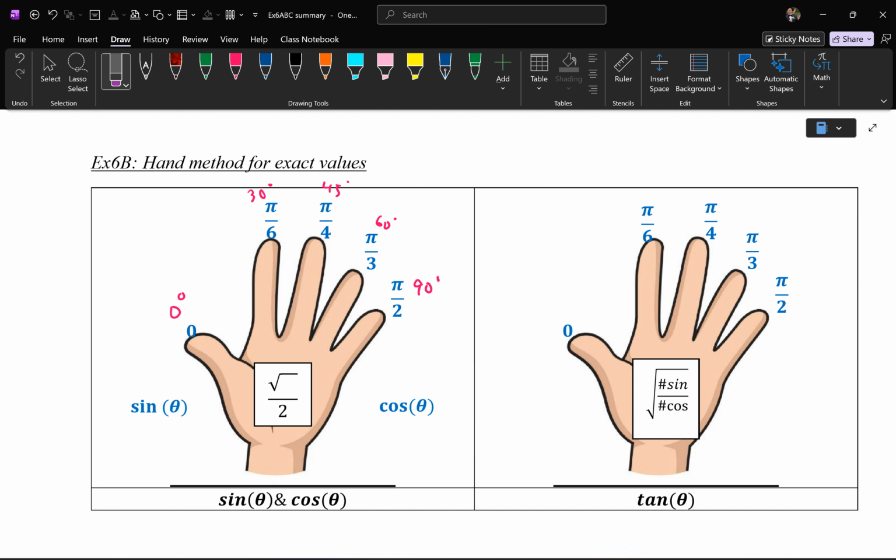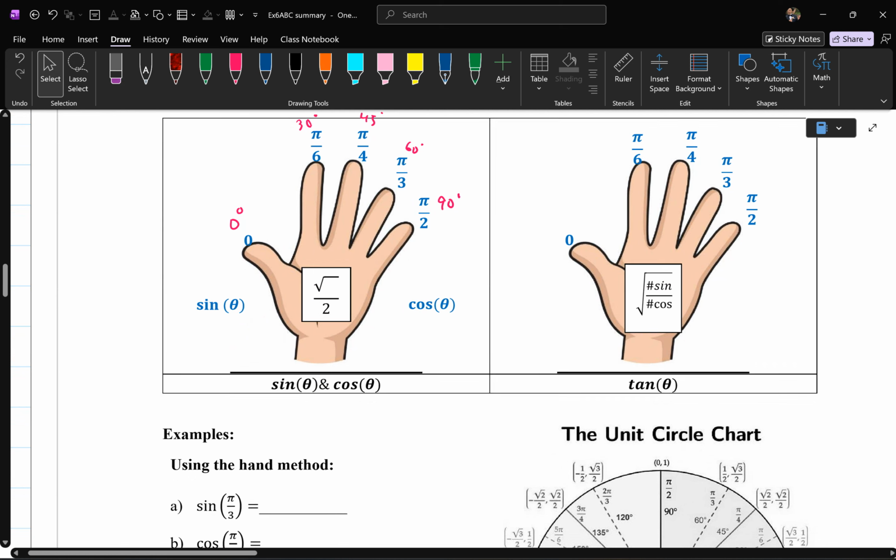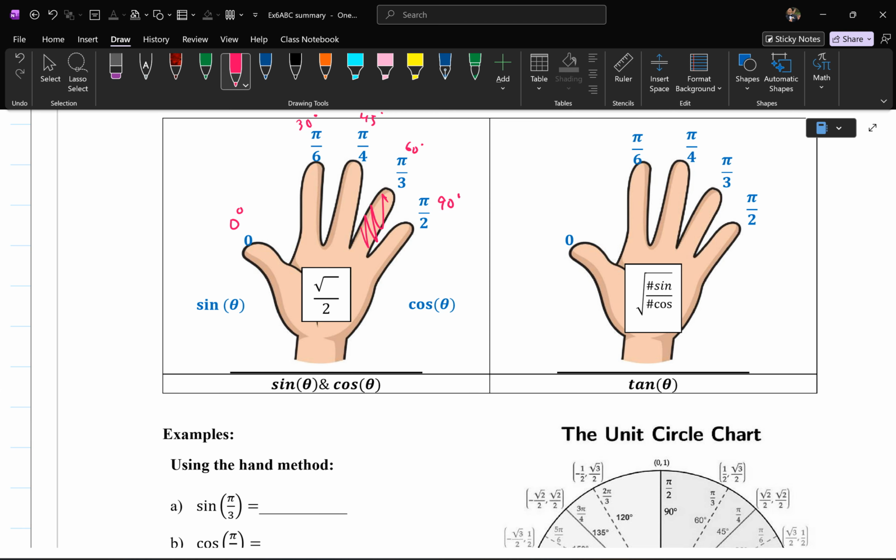But here's an example. If I want to find sine of pi on 3, what angle is pi on 3? 60. So it's this finger. So what you do is with your hand, drop down that 4th finger. So 1, 2, 3. This is my ring finger. So ring finger, I drop down to 60 degrees. Okay? And because we're looking for sine, remember sine is the number of fingers on the left side of that. So if I drop down my ring finger, I've got 3 fingers left over on the left, which is sine.